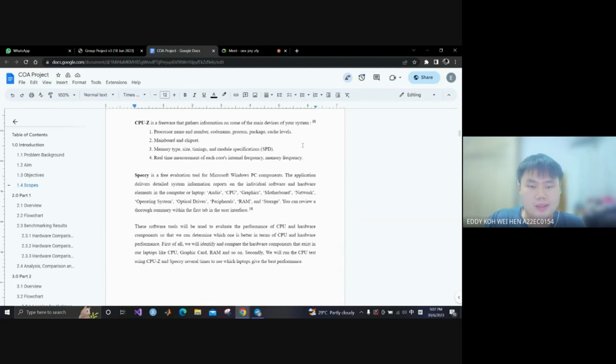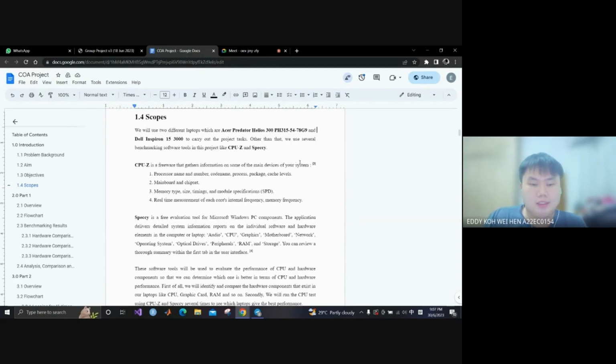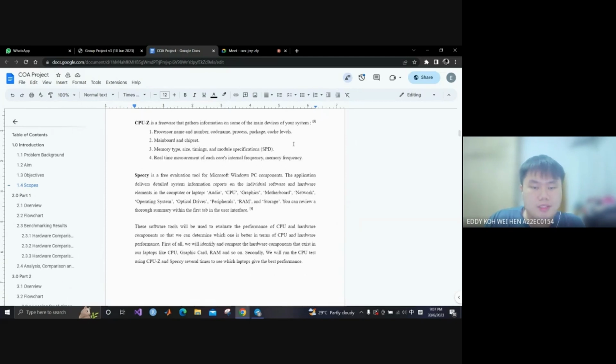CPU-Z is freeware that gathers information on some of the main devices of the system, which are processor name and number, code name, process, package and cache levels, mainboard and chipset, memory type, size, timing, and module specifications, and real-time measurement of each core's internal frequency and memory frequency.